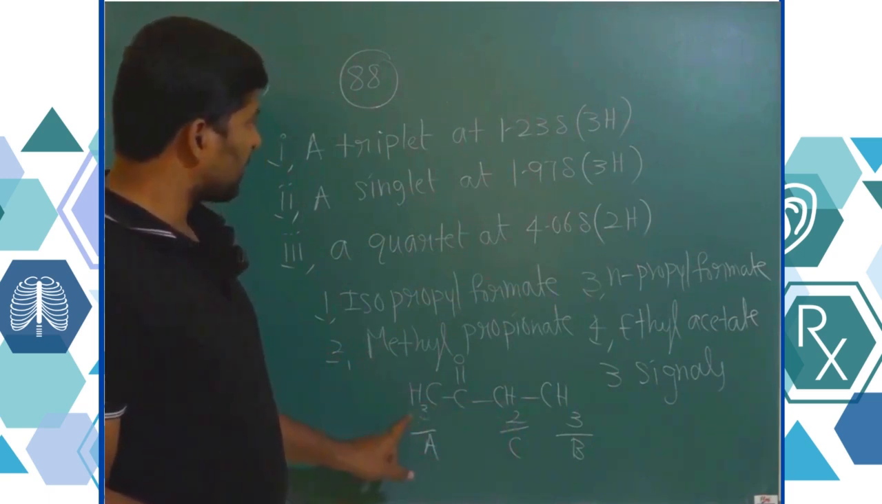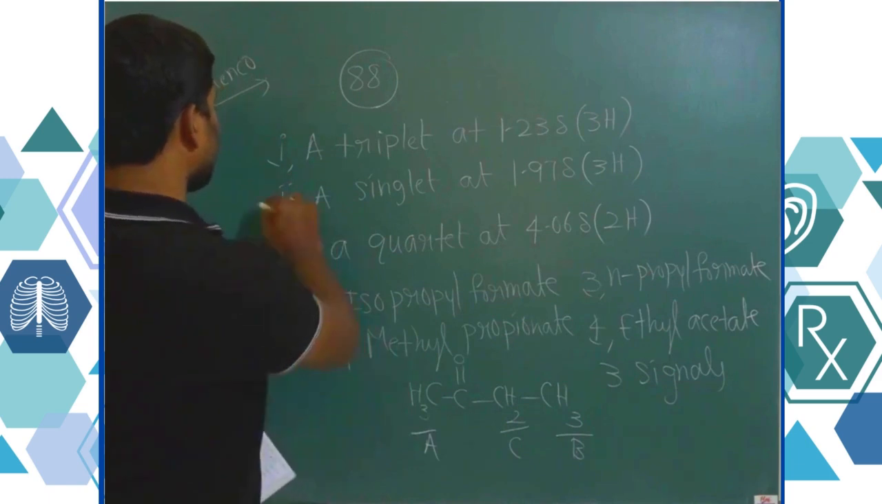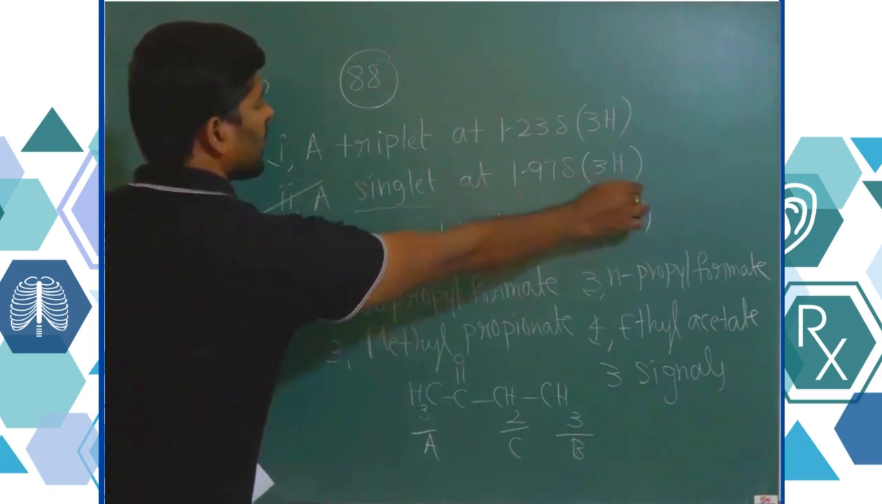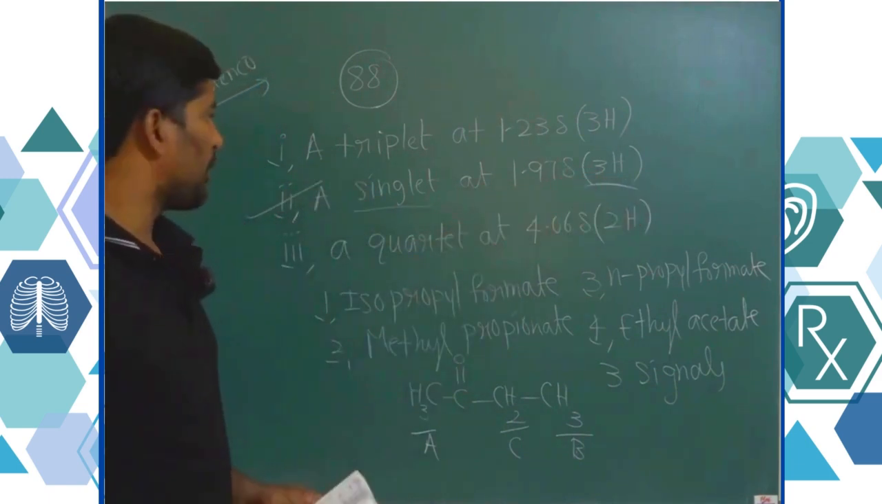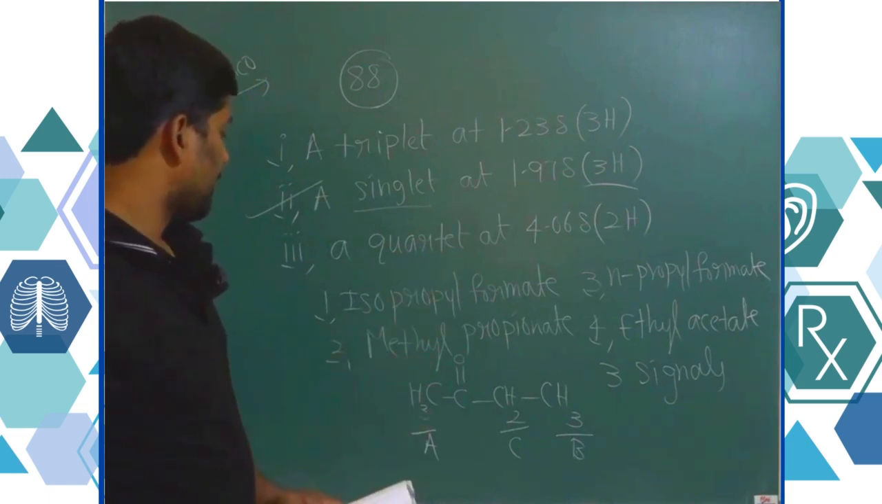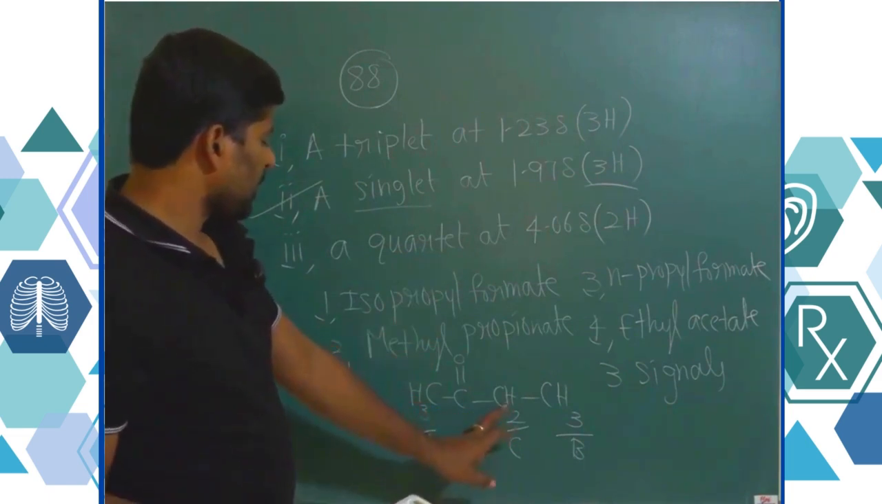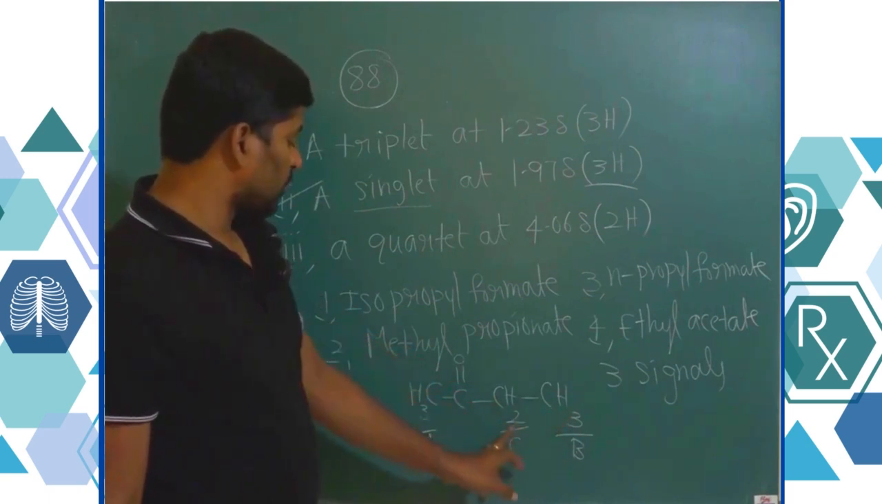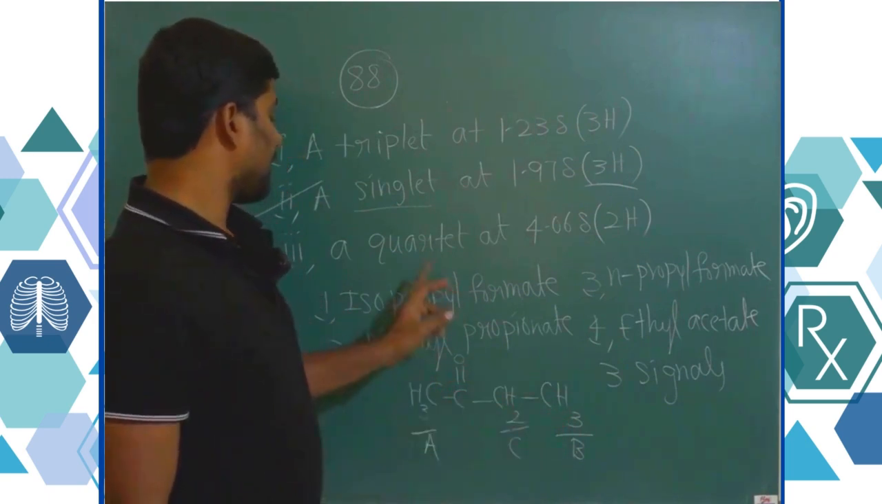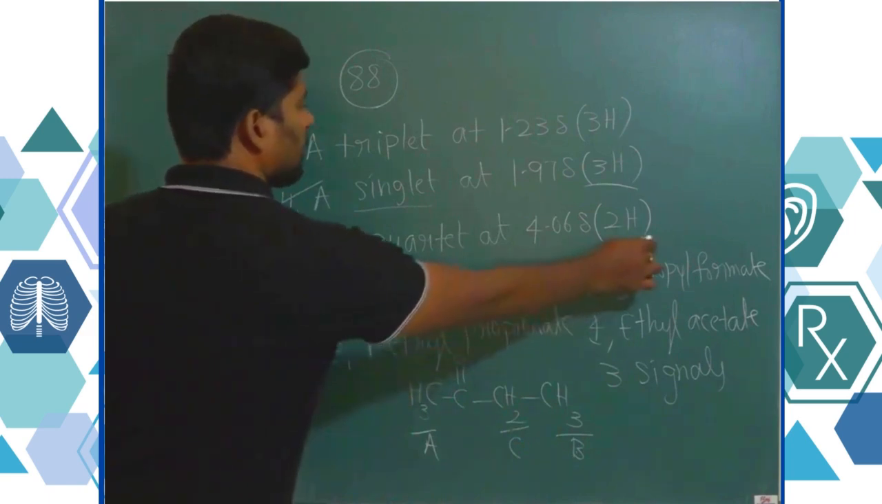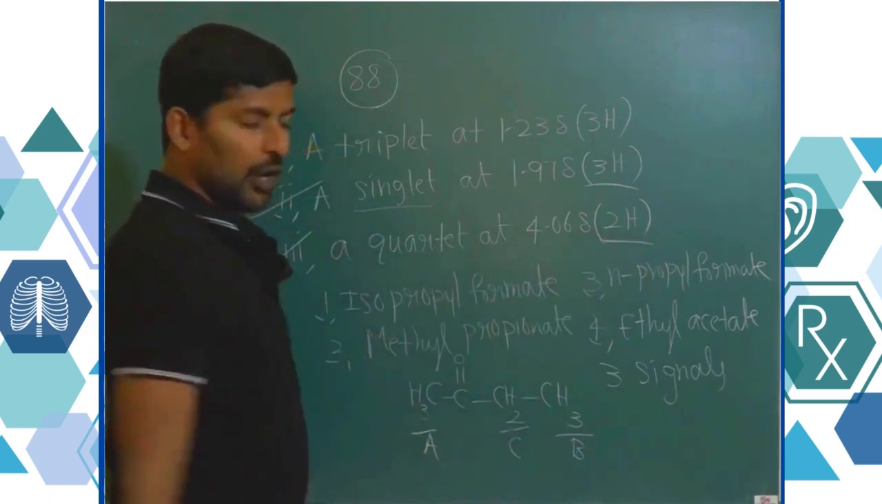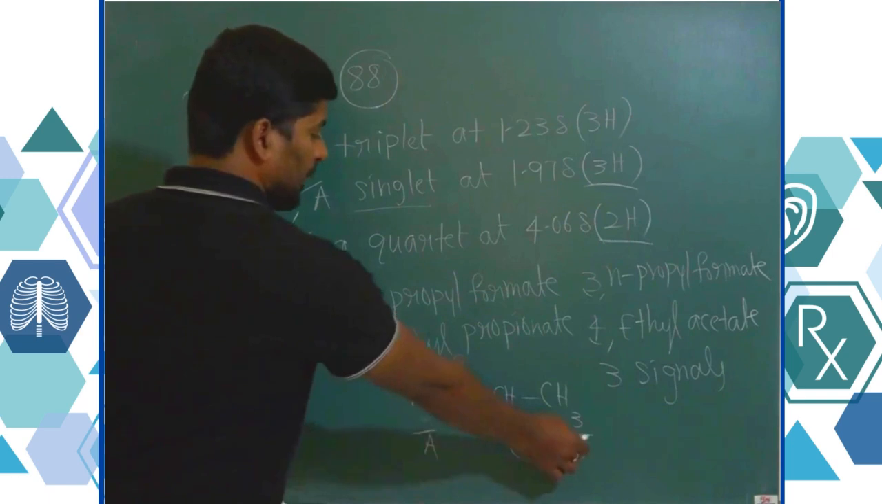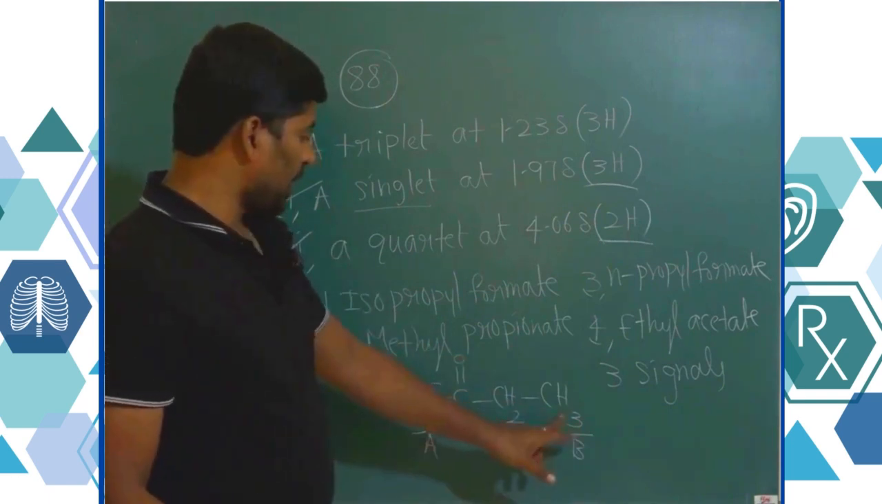So for this we will get a singlet. One singlet is given, and that corresponds to 3 hydrogen atoms, right? Next, these 2 hydrogen atoms may couple with 3 protons. Therefore for this we will get a quartet. A quartet corresponds to 2 hydrogen atoms. Next, for the B type of protons, how many neighboring protons are there?